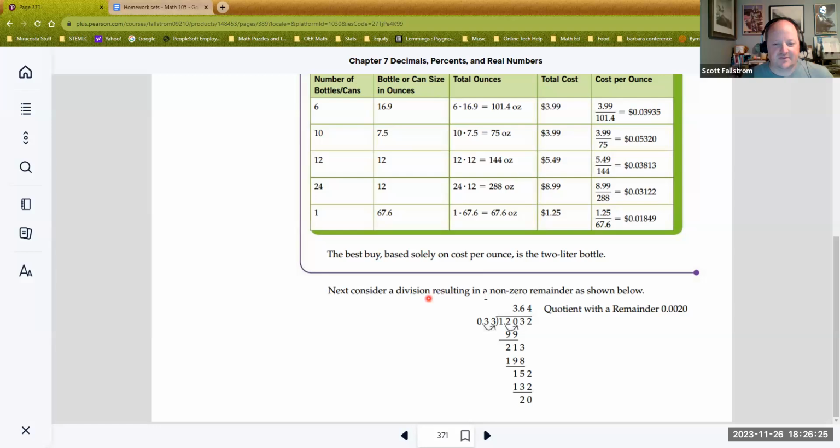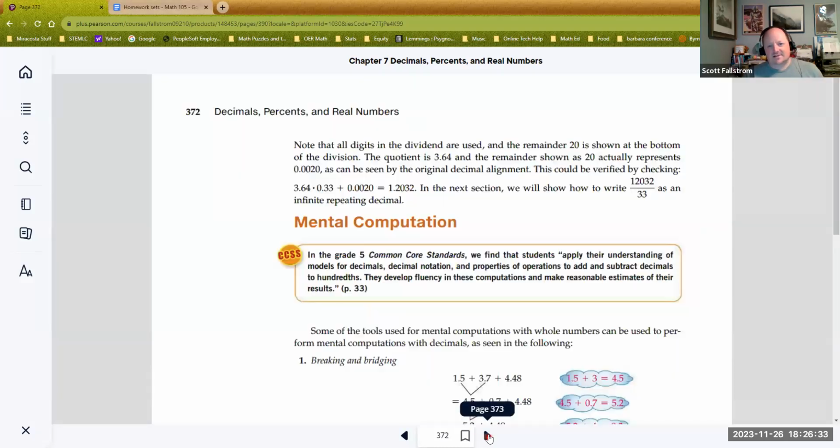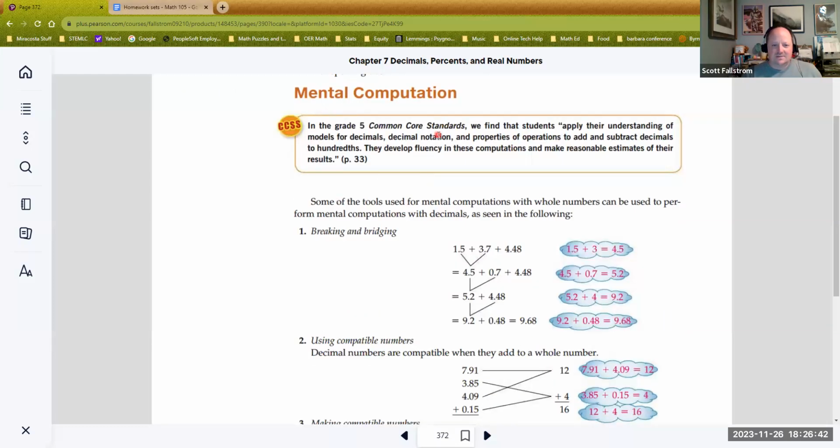Yeah, here we've got division resulting in a non-zero remainder. When we get to non-zero remainders, those are really going to come up with repeated decimals, which is the next section, 7.3. So we're not going to worry too much about those as we do it. Okay. Mental computation. So this is estimating decimals, decimal notation, and the properties. So kind of understanding where the important pieces are.